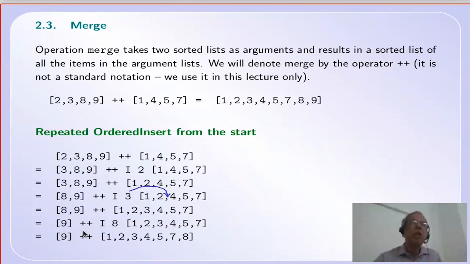To do one order, you can always assume the worst case. Suppose there are n items here and n items here also, equal number of items. What is the running time of merge if merge is implemented using repeated ordered insert from the start? O of n square.